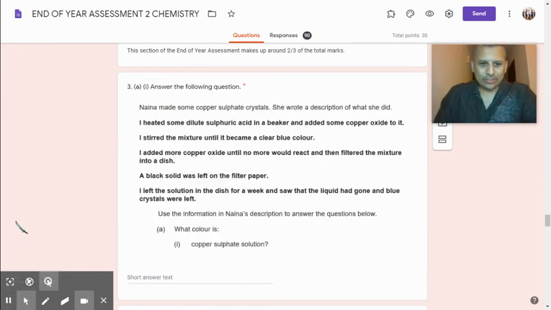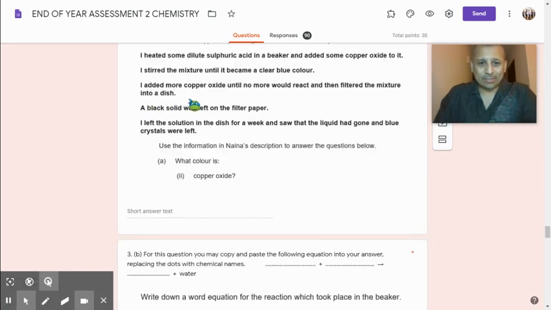Protective equipment, goggles, that's what you're looking out for if you need to avoid getting drops of bleach into the eyes. Next question, a lot of text. What color is copper sulfate solution? It's blue. This is related to a whole lesson where we actually made the crystals in class. The copper oxide is a black solid that's actually left over. You can pick that up from the passage.